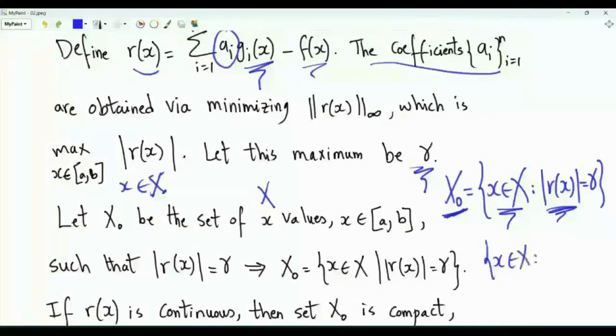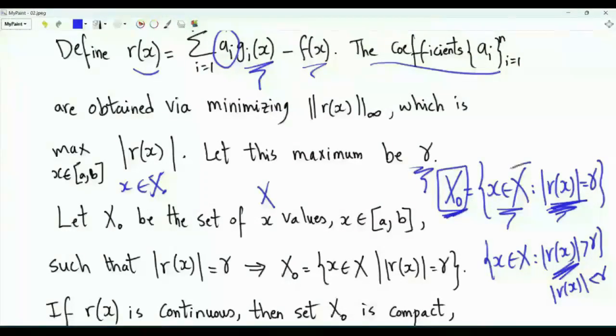Note that if there is a point small x at which the magnitude is strictly greater than gamma, because of the continuity of this function, then there is a neighborhood of this point at which the magnitude is also strictly greater than gamma. The same holds if we take the magnitude strictly less than gamma. This means that the complement of this set, because of the continuity of this function, is an open set, and hence the set big X0 is a closed set. The fact that it is bounded is because the set big X itself is bounded. It is important to keep in mind that the set big X0 is a compact set.